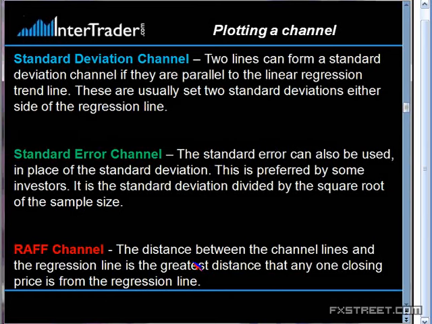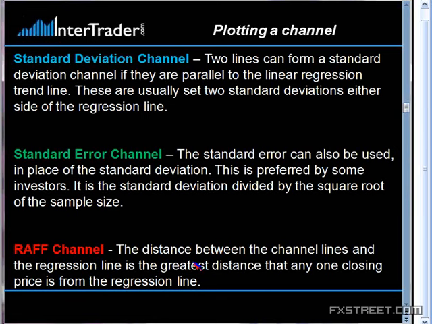But if you want to use other methods, then we can plot channels in these three ways. Okay, so we've got the standard deviation channel, the standard error channel, and the Raff channel. The definition of the standard deviation channel is that two lines can form a standard deviation channel if they're parallel to the linear regression of the trend line. They're usually set to two standard deviations either side of the regression line. Okay, sounds a bit complicated. We'll just show it on a graph in the next slide, and it's not.